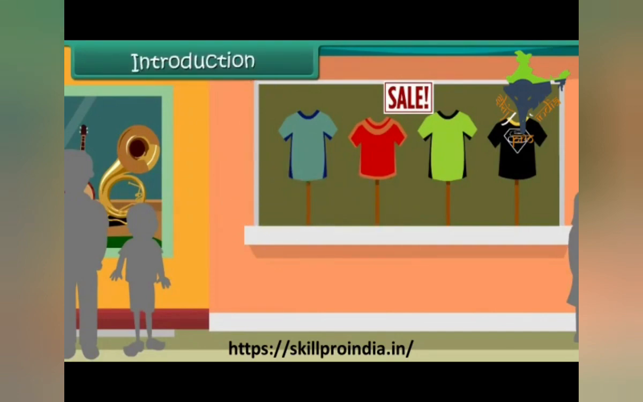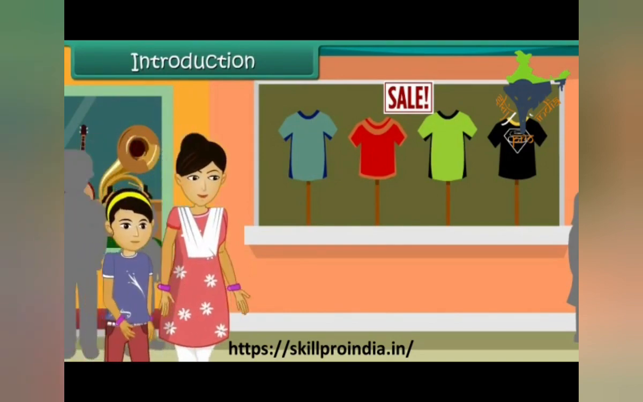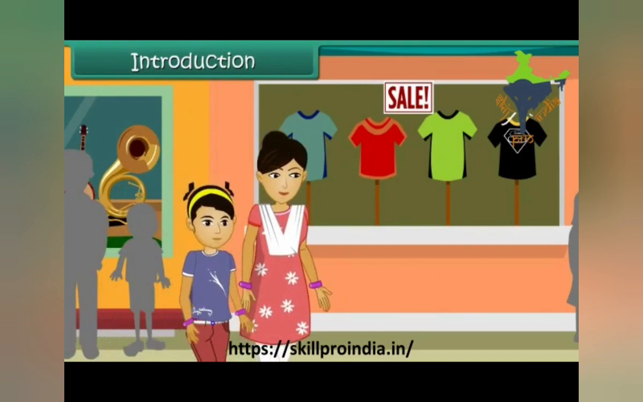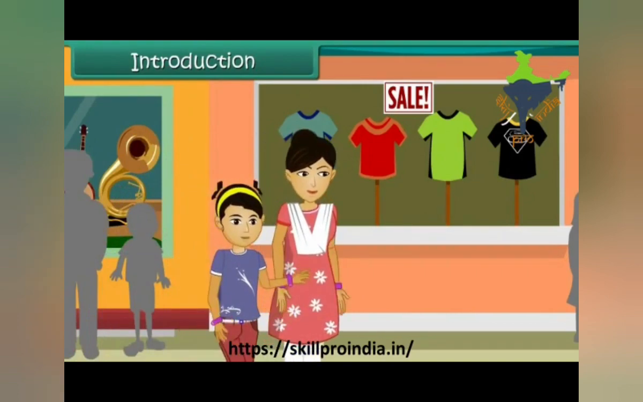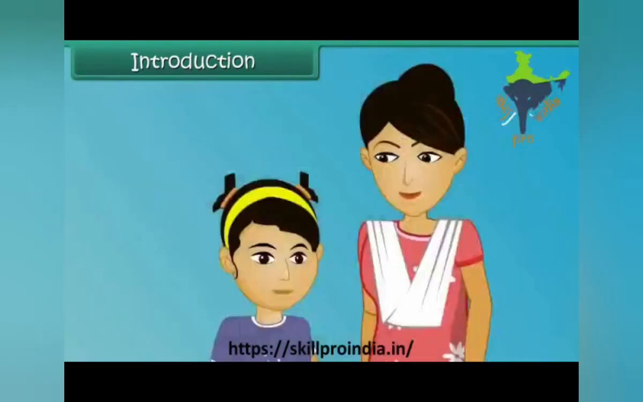Introduction. Ananya is at a garment store with her mother. She is buying clothes for the summer season. She selects a black t-shirt, but her mother rejects it. Ananya wants to know why. Ananya's mother tells her that dark clothes are not right for summers.